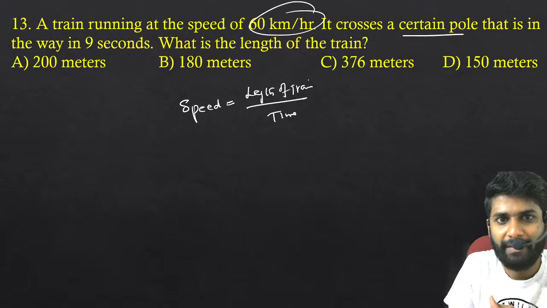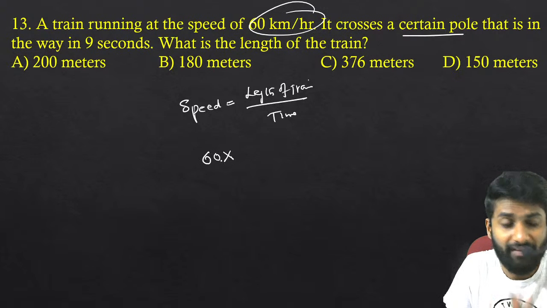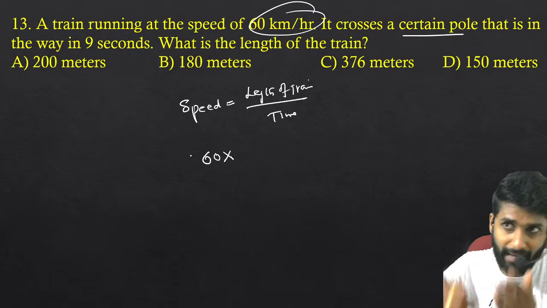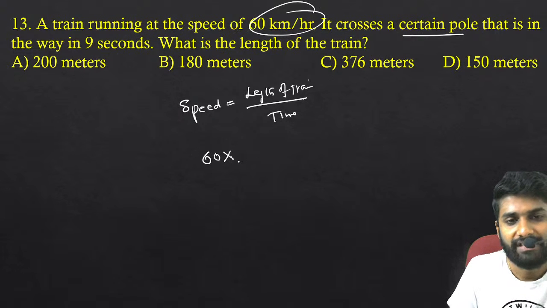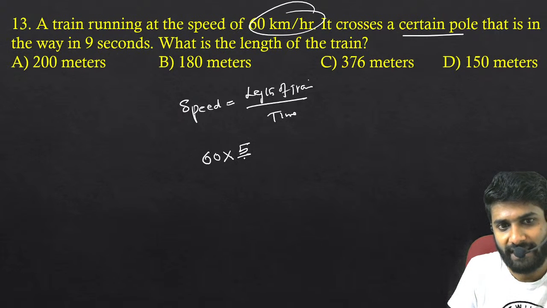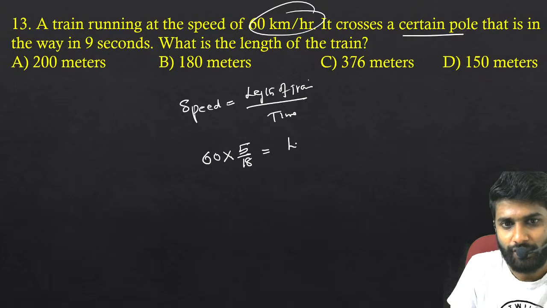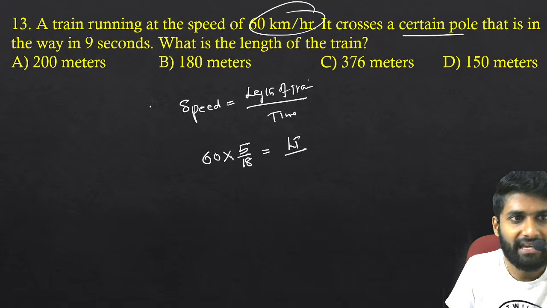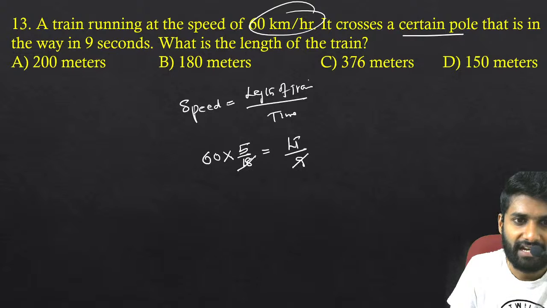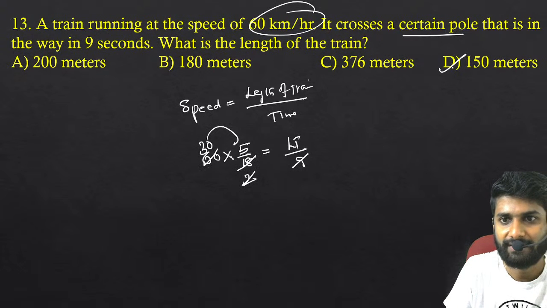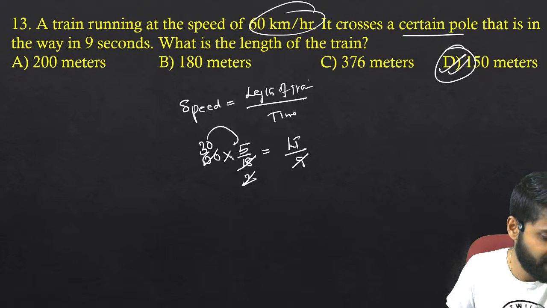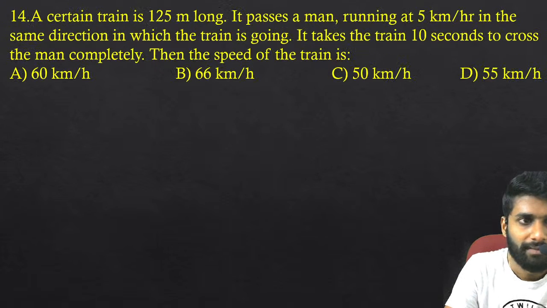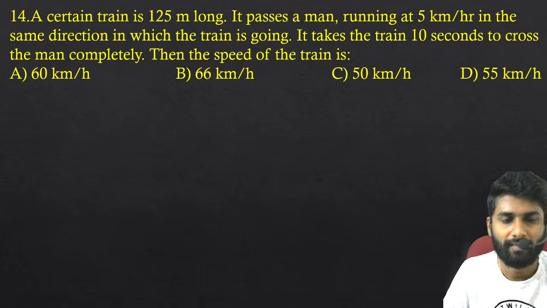Now see, here the speed is equal to 60 km per hour. You should convert it into meters per second. That's why I mentioned it step by step. So 60 km per hour converted to meters per second is multiplied by 5 by 18. So the length of the train divided by the time, which is equal to 9 seconds. 60 times 5 is 300, divided by 18 is 50 by 3, times 9 is 150. The answer becomes 150. Very good. Next, go with the 14th question.